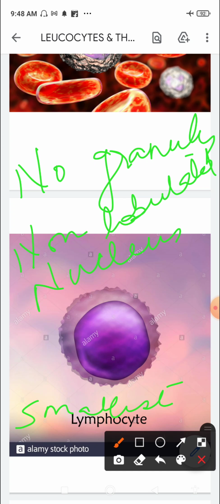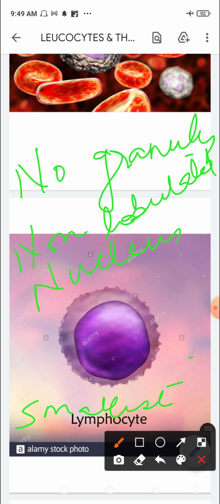Phagocytize means they show a kind of amoeboid movement, and with the help of their pseudopodia they engulf the foreign material that may cause some disease in our body, right. But these lymphocytes do not phagocytose. The scientific term for the process is phagocytosis, and these lymphocytes are non-phagocytic cells, right.